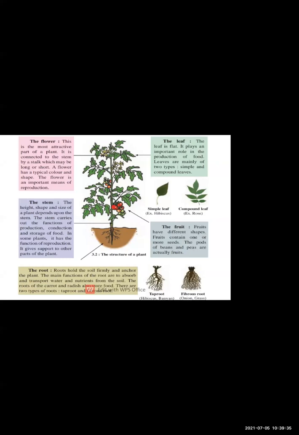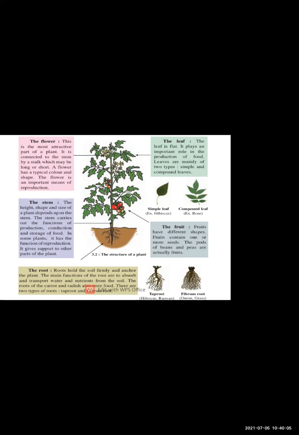The taproot system is mostly seen in hibiscus and banyan plants, and the fibrous root is mostly seen in onion or grass. Then comes the stem. Depending upon the height, shape, and size, the stems are different in different plants. So what is the main function of the stem? It gives support to the plant.